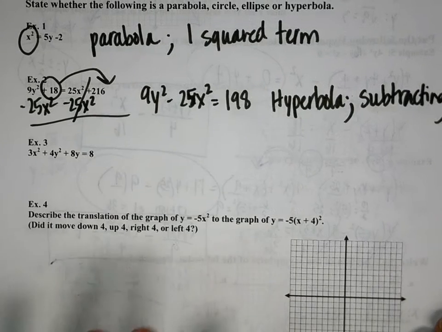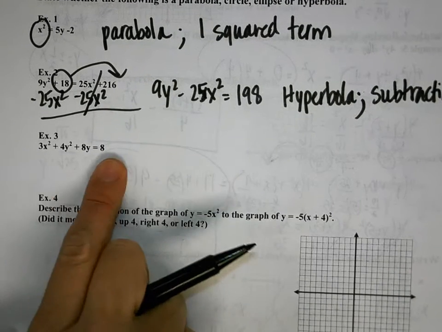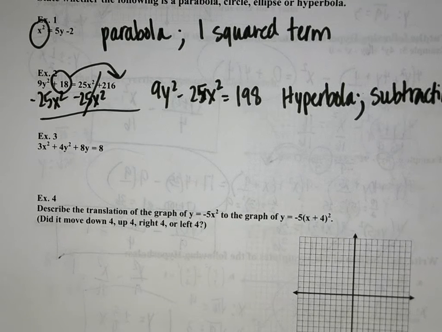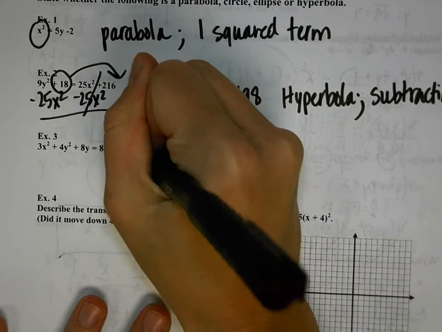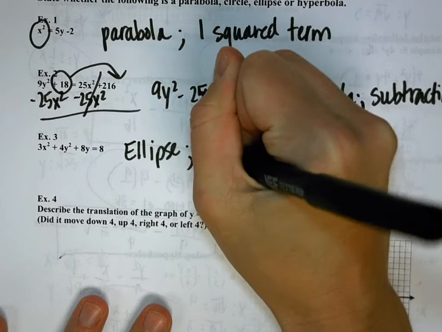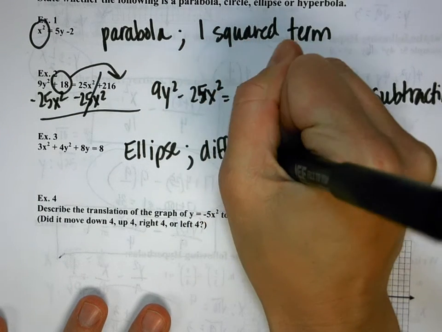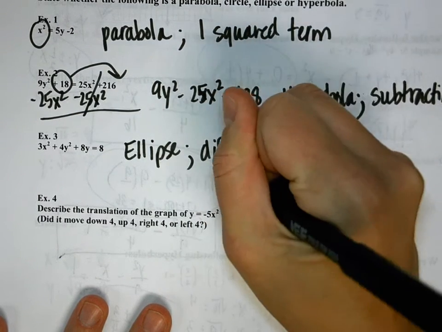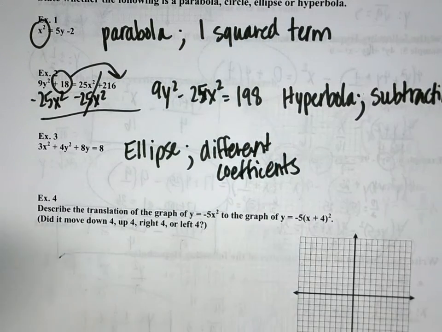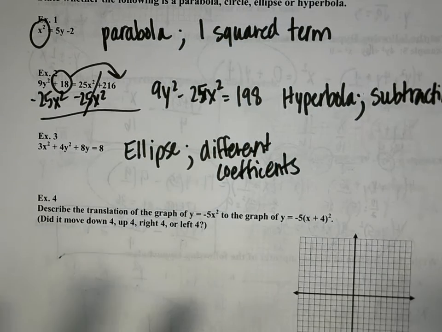Okay, example 3. Okay, everything's on the correct side. You have two squared terms. They're being added, but the coefficients in front are different. So therefore, it is what? Good, it's an ellipse. And again, we know this because it has different coefficients. Okay, so hopefully you guys are good with that.